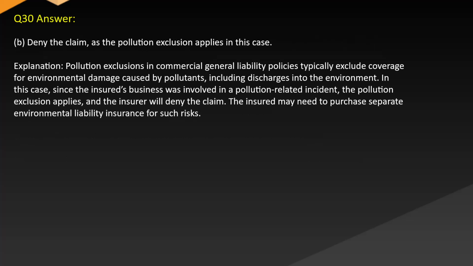Answer. B. Deny the claim, as the pollution exclusion applies in this case. Explanation. Pollution exclusions in commercial general liability policies typically exclude coverage for environmental damage caused by pollutants, including discharges into the environment. In this case, since the insured's business was involved in a pollution-related incident, the pollution exclusion applies and the insurer will deny the claim. The insured may need to purchase separate environmental liability insurance for such risks.